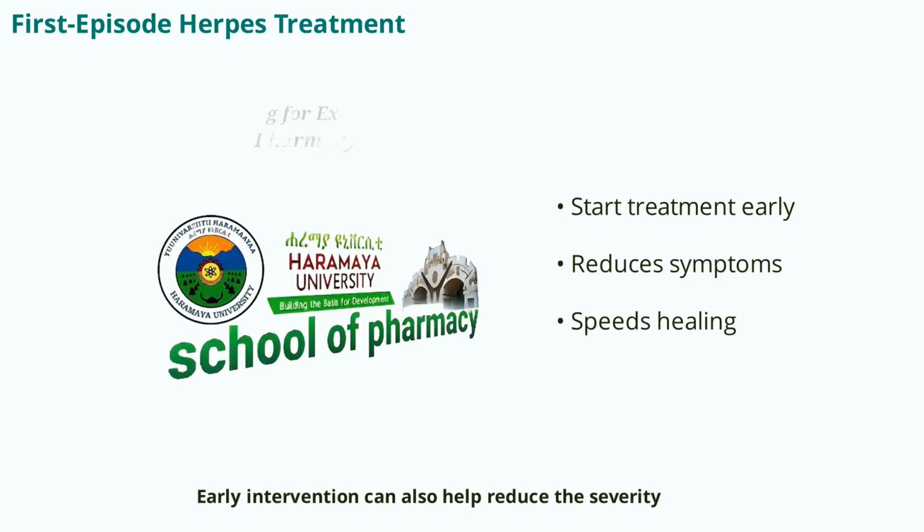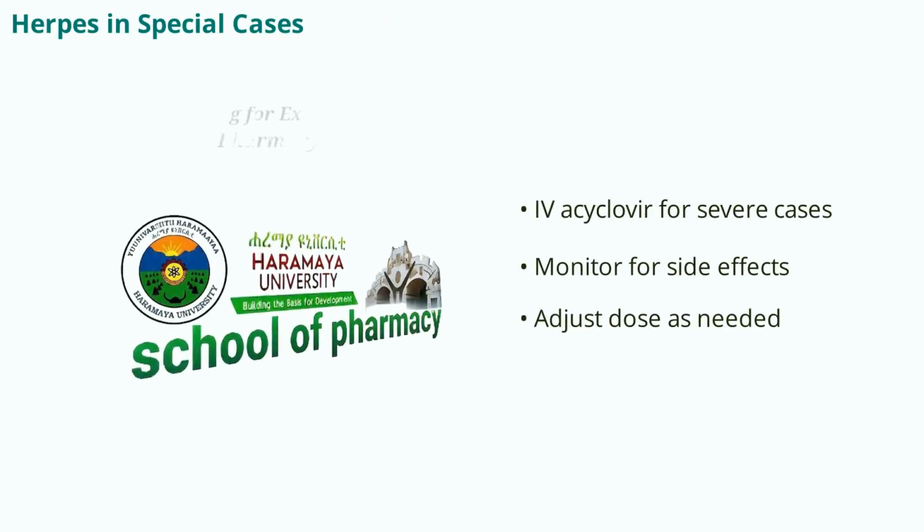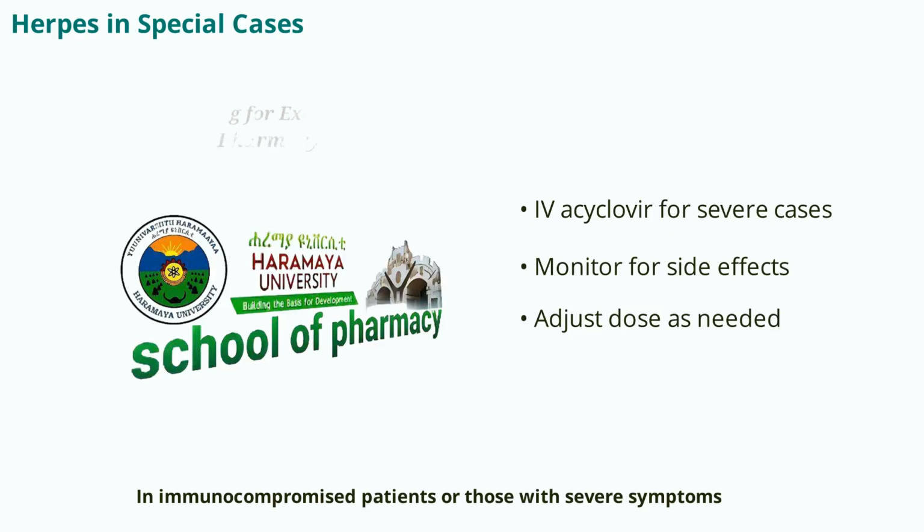Early intervention can also help reduce the severity of the initial outbreak and the risk of complications. Immunocompromised patients or those with severe symptoms, intravenous acyclovir may be necessary. However, IV therapy can be associated with side effects such as kidney, gastrointestinal, bone marrow, and central nervous system toxicity, especially in patients with pre-existing kidney problems. Careful monitoring and dose adjustments are important in these cases.